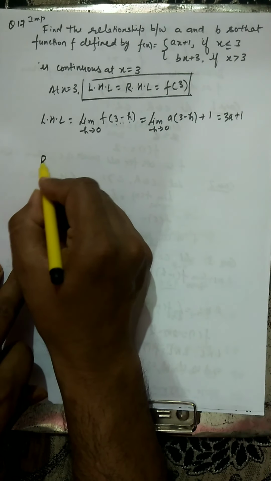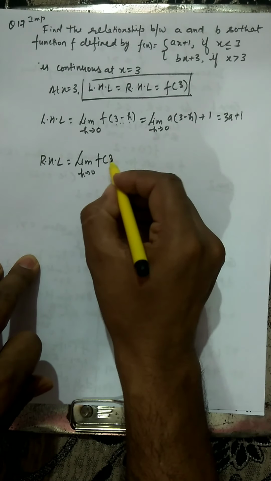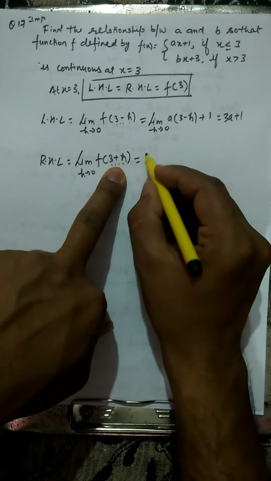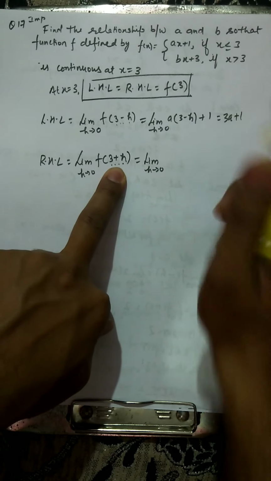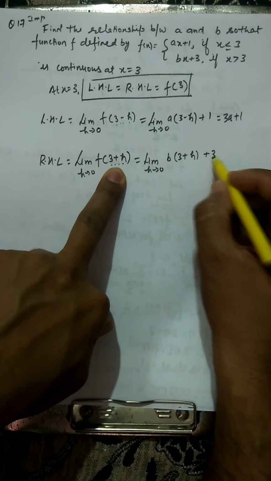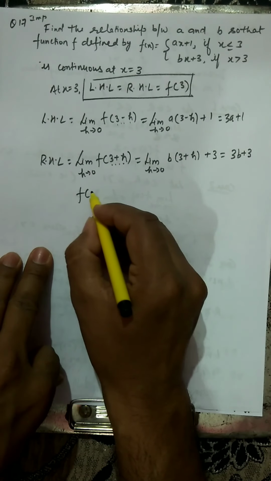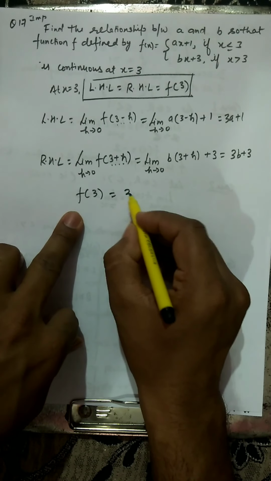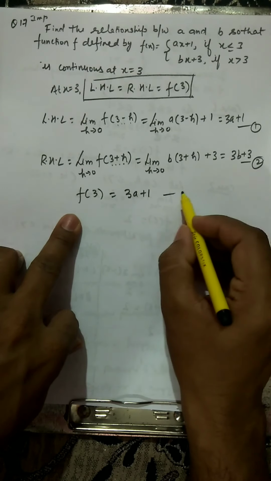Come to your right hand limit. This is limit h tends to 0 of f(3 plus h). Now 3 plus h is more than 3, and the function for more than 3 is bx plus 3. So we write b times x, but in place of x you write 3 plus h, plus 3. So this becomes 3b plus 3. And finally f(3), when x equals 3 exactly, is 3a plus 1. So this is equation number 1, this is equation number 2, and this is equation number 3.